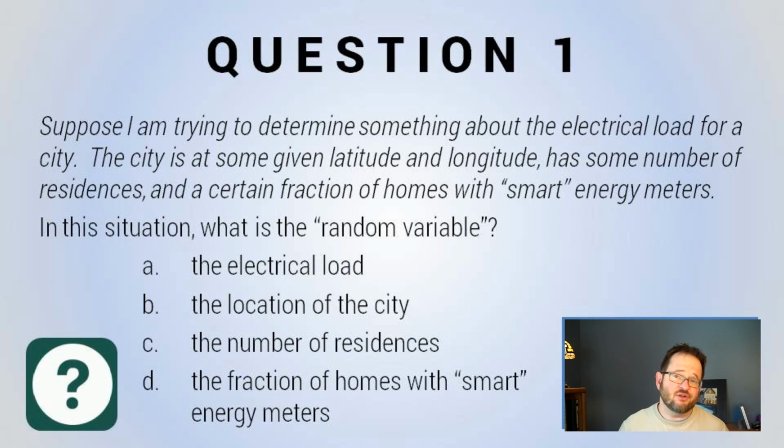Now, before we move forward, I do want to ask you a couple questions about what we just learned. All 3 of the questions here have the same setup. Suppose I'm trying to determine something about the electrical load for a city. The city is at some given latitude and longitude, it has some number of residences, and it has a certain fraction of homes with smart energy meters. In a problem like that, what's the random variable? A, the electrical load; B, the location of the city; C, the number of residences; or D, the fraction of homes with smart energy meters. Okay, that's kind of a tricky question. Take a stab at it, answer it with one of the links below this video, and we'll see how that goes for you before we move on to question 2.